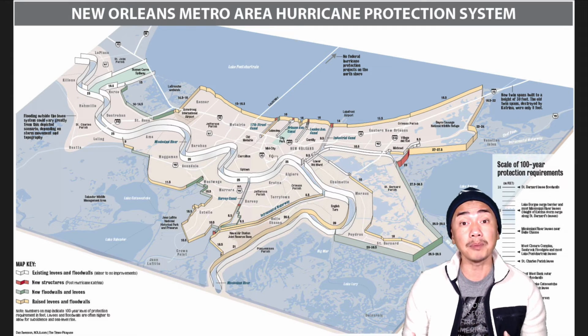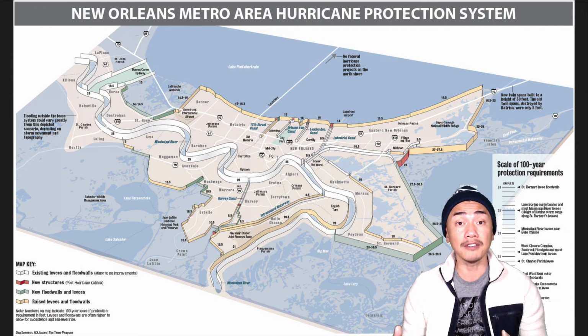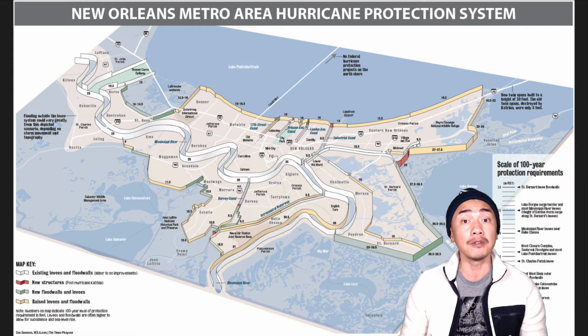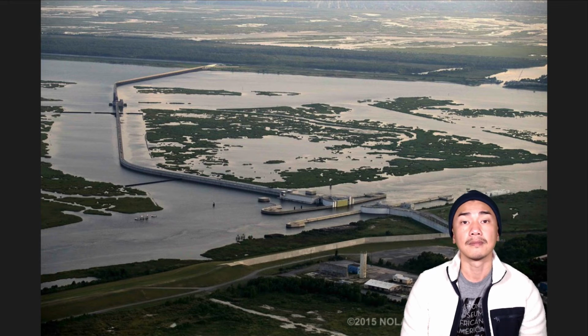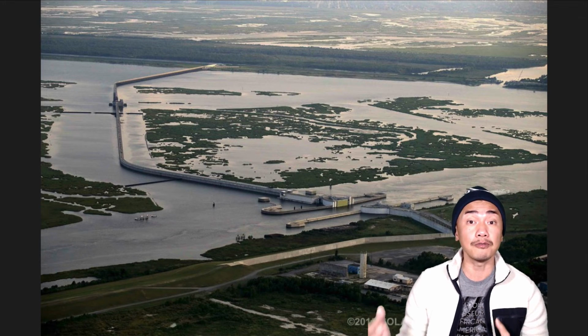This is a map of New Orleans showing the levees that have been built in and around the city to prevent it from flooding during storms and hurricanes. This is a photograph of one of those levees that surrounds New Orleans.